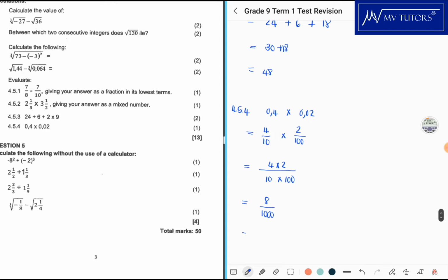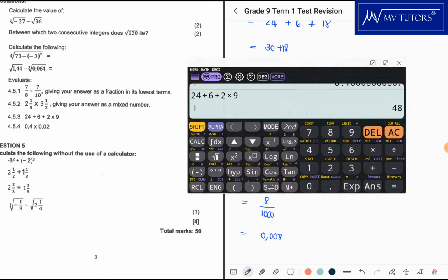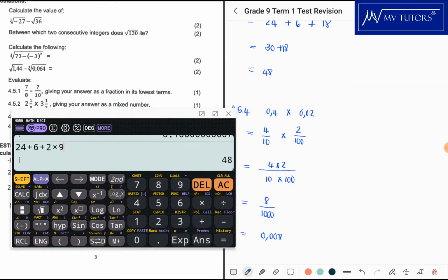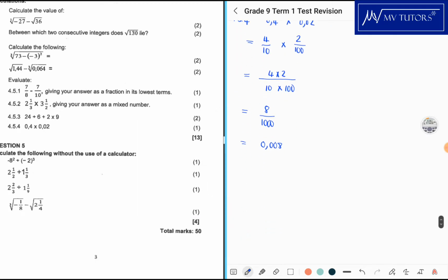Should we leave our answer like this? I think you can say 0.008. And if you're not sure, you can always check. So 0.4 times 0.02, and it's 0.008.